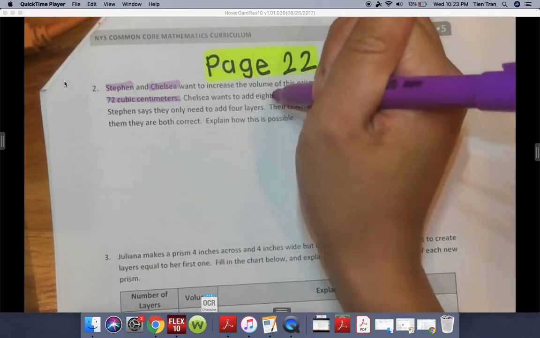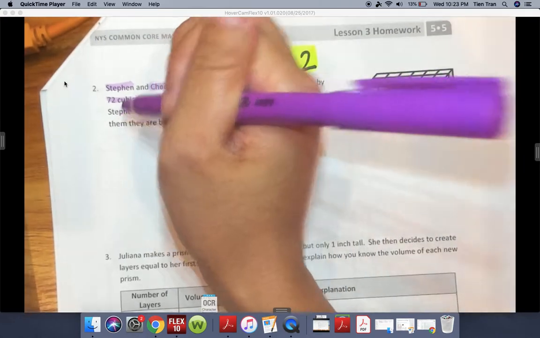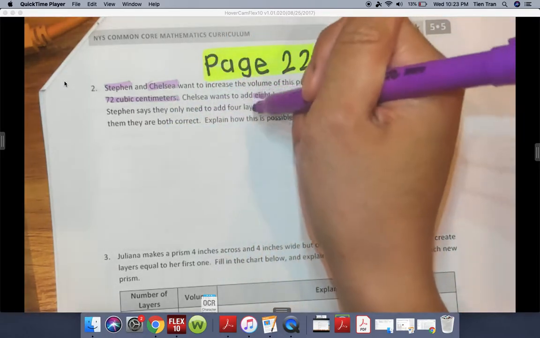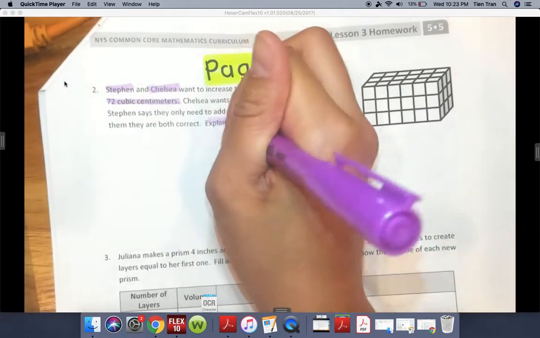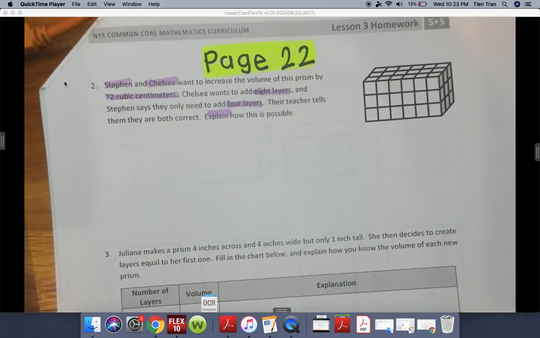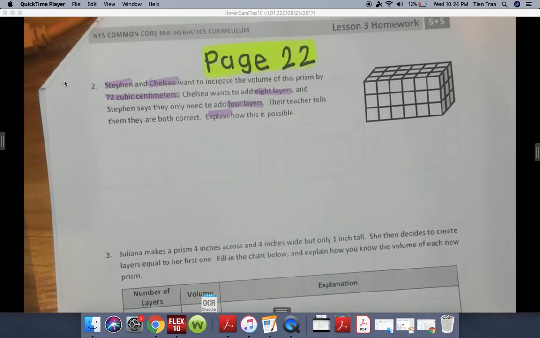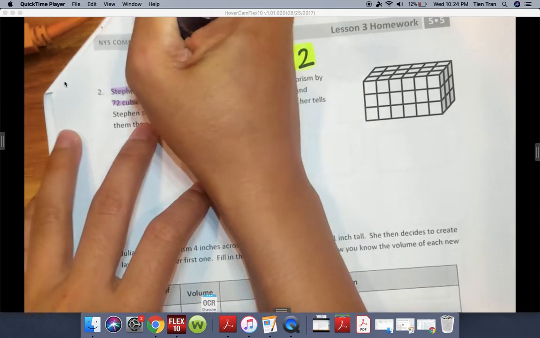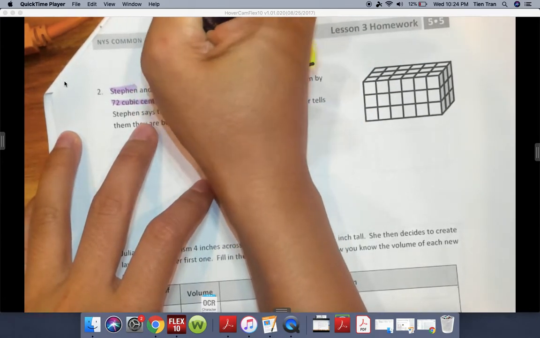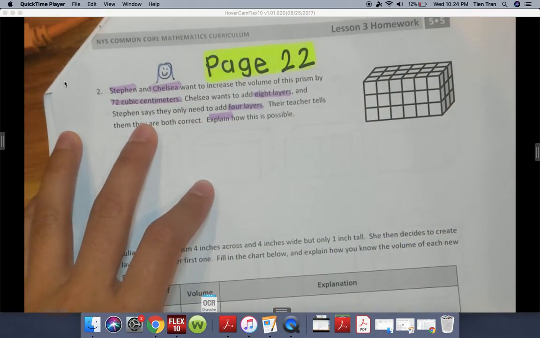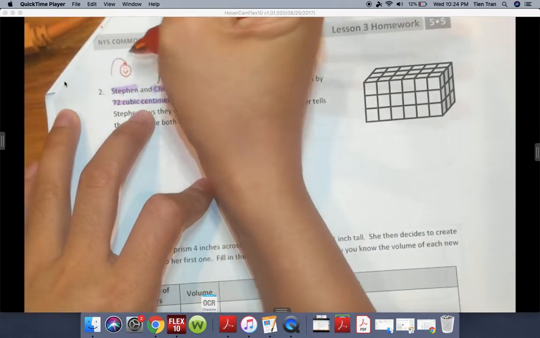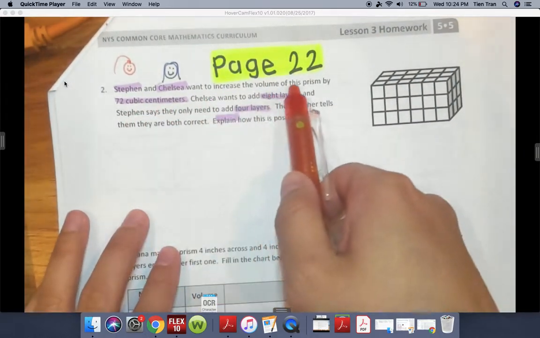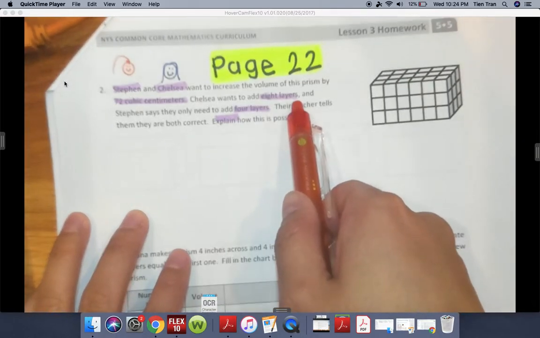Chelsea wants to add 8 layers, and Stefan says that they only need to add 4 layers. Their teacher tells them they are both correct. Explain how this is possible. So that means I kind of have to draw out what Chelsea is saying and what Stefan is saying. So Chelsea is going to be blue. Okay, and Stefan, I'm going to use orange.